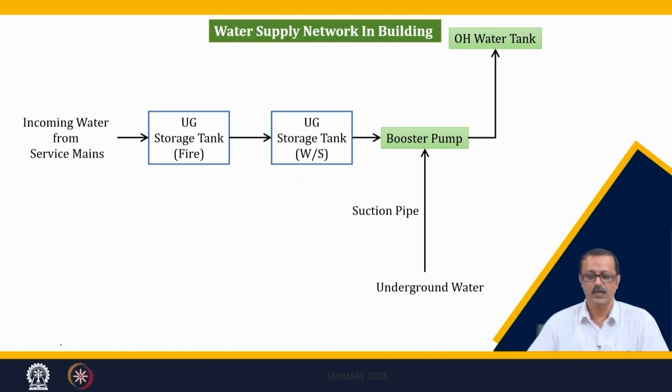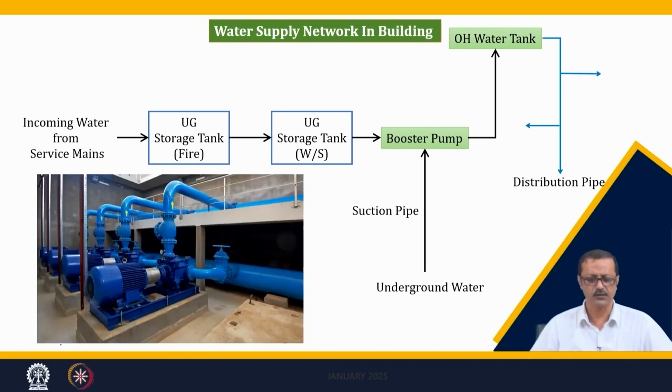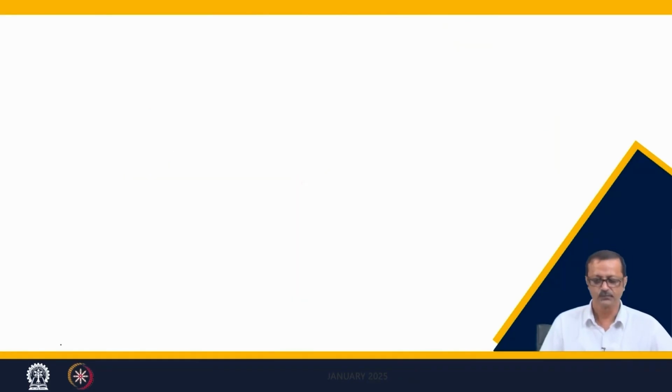Through the booster pump, the underground water or the storage tank water in the underground can be lifted to an OH water tank, which we call the overhead water tank, and from the overhead water tank through the distribution pipe, through gravity, we send it to the different floors, different points in toilets, in the food plaza, in the kitchens, and some of the other areas where water is required. So, this is the typical network. These are some of the photographs. In the basement of the building, this pump is installed.